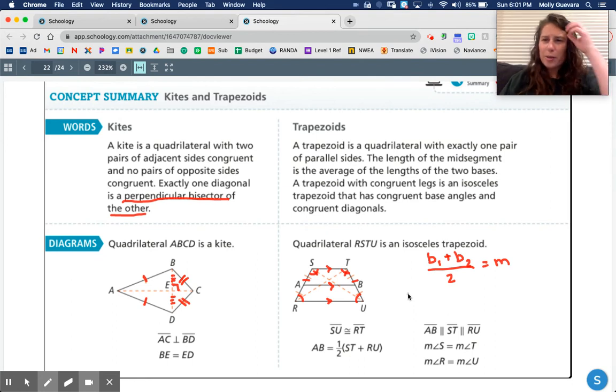So lots of properties going on, but I think when we start to use them in problems, you'll see that it's really not as bad. So let's go back to 6.2 and we can start looking at some examples and see how we use these properties.